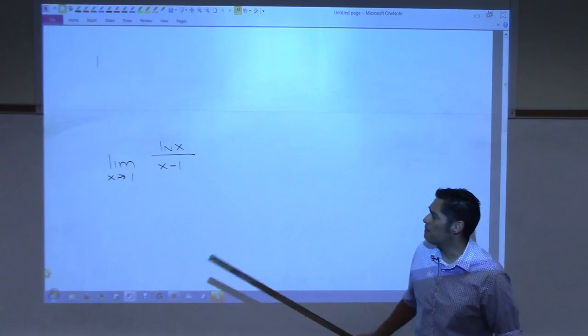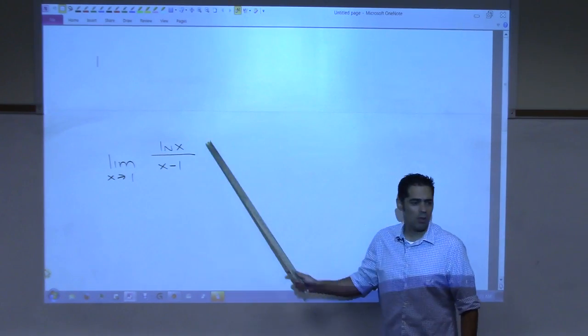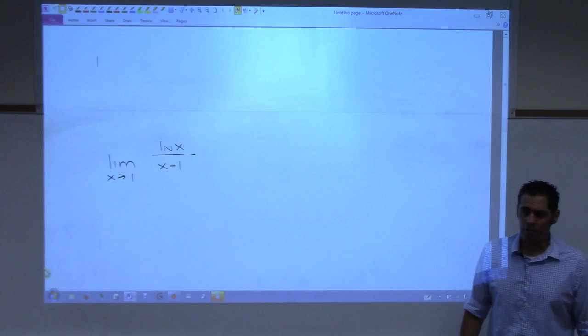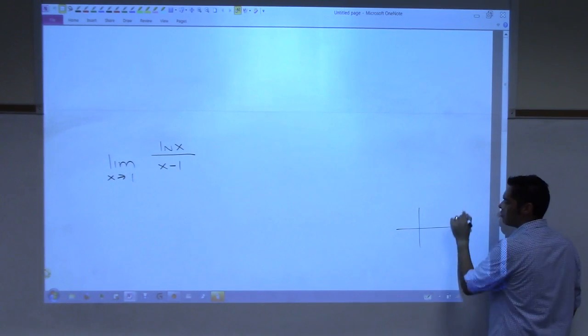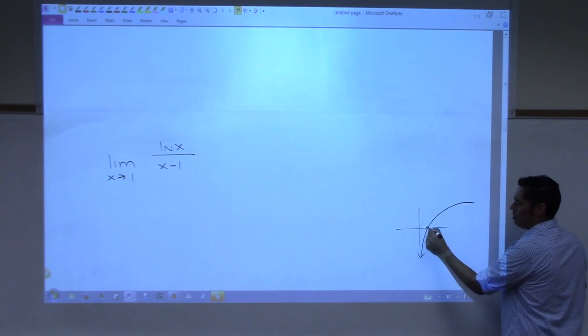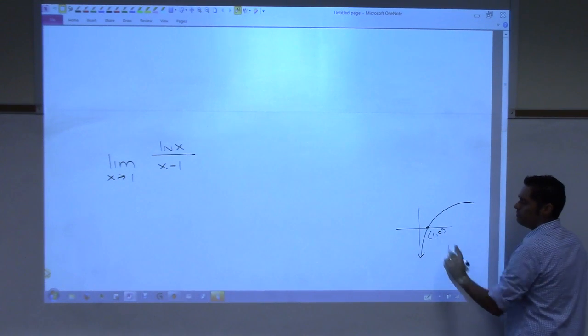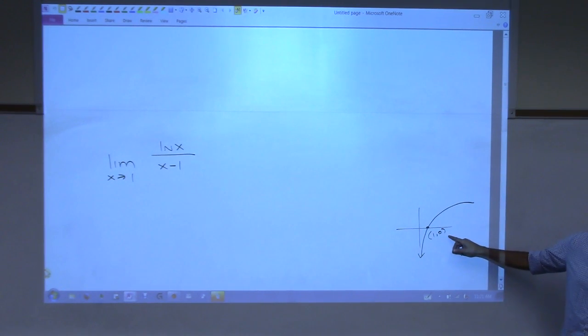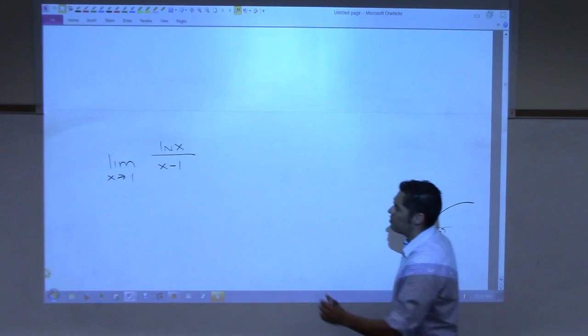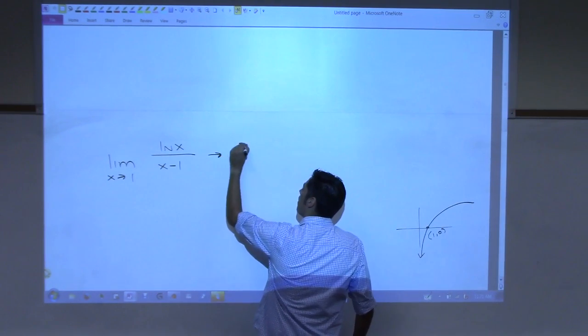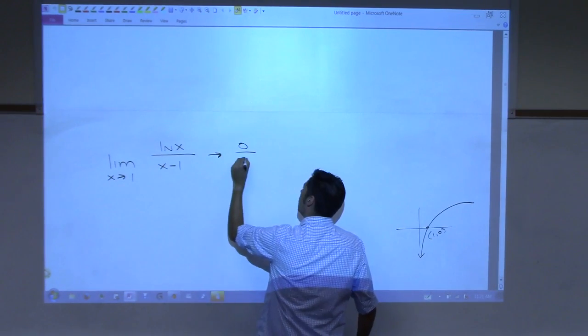So what happens here? x goes to 1. What's natural log of 1? 0. You have to remember that from the graph of natural log. Here's the graph of natural log. It hits here at (1, 0). When you plug in 1, it spits out 0. All right? So the top is headed towards 0. The bottom is headed towards 0.